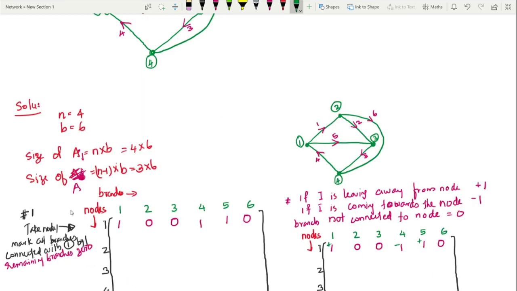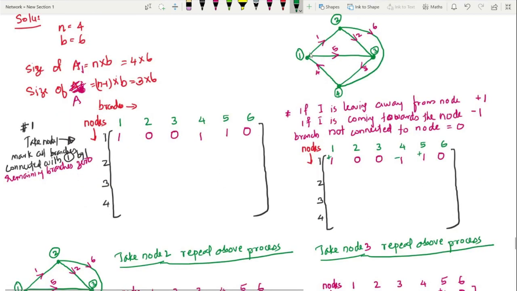So in order to build the incidence matrix, we need to refresh these rules. If a branch current is leaving away from a node, then the entry corresponding to that branch is taken as +1. Similarly, if the branch current is coming towards the node, then the corresponding entry you need to take as -1. And if the branch is not connected to a particular node, then corresponding to that branch we need to take the entry as 0.